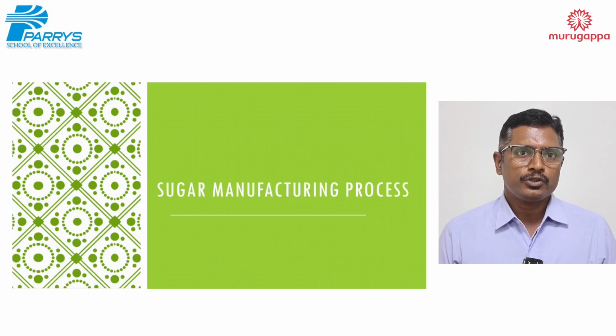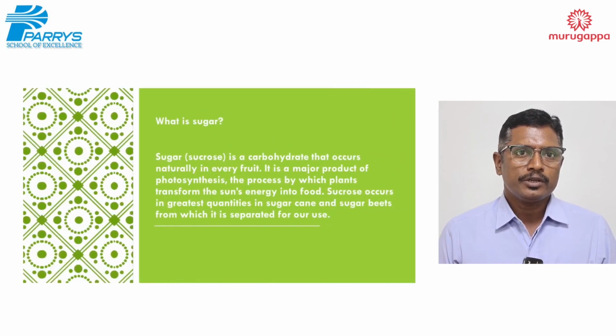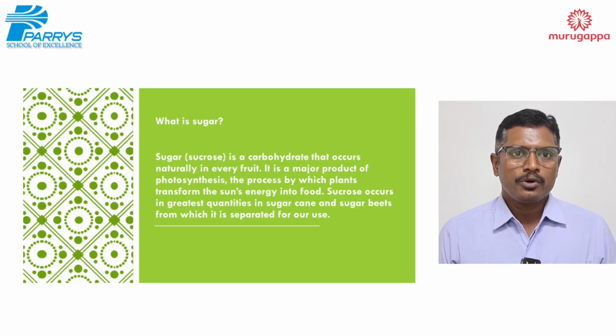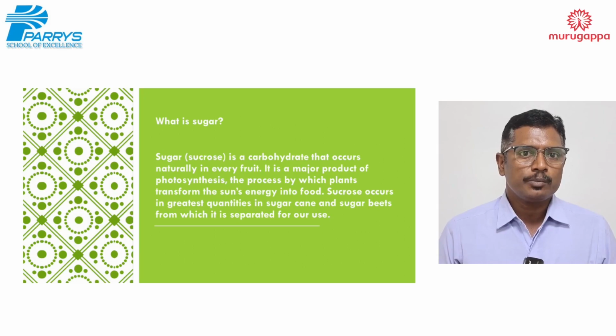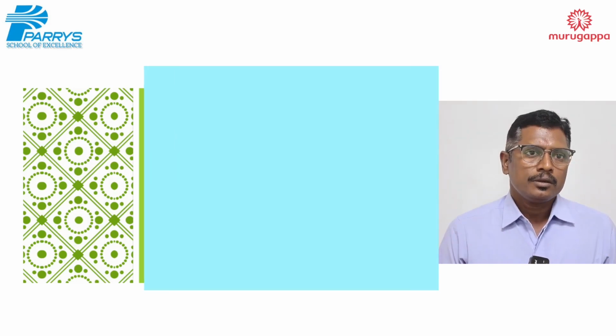First, what is sugar? Sugar is nothing but sucrose, which is a carbohydrate that occurs naturally in every fruit. It is a major product of photosynthesis, the process by which plants transform the sun's energy into food. Sucrose occurs in greatest quantity in sugarcane and in sugar beets, from which it is separated as sugar crystals.